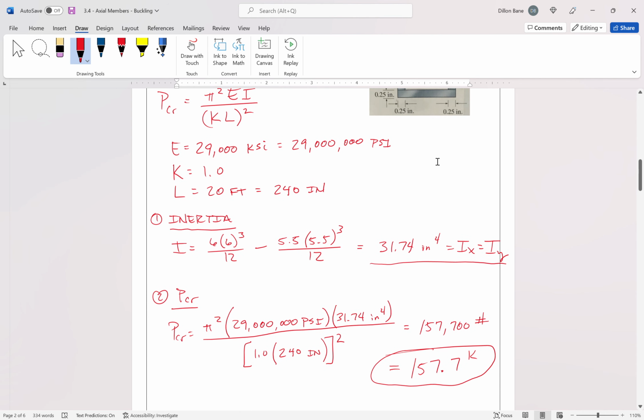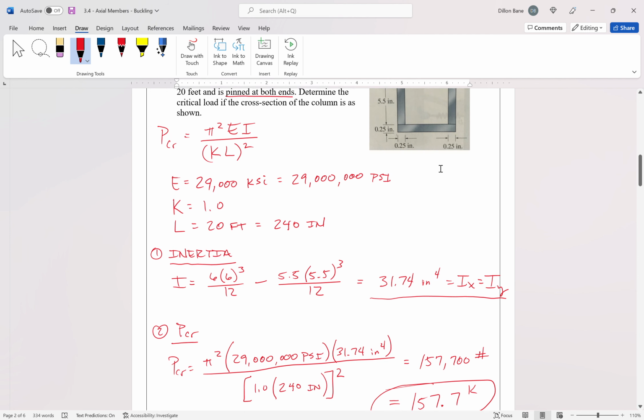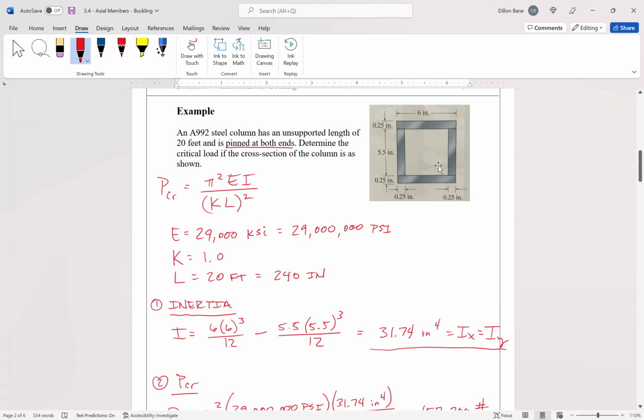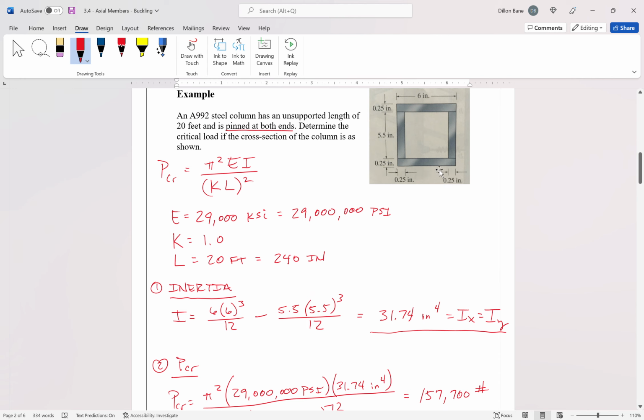That's a pretty stout column. It can support quite a bit. Okay, so this is our first example, just basically coming up with a basic example on how to calculate P critical.